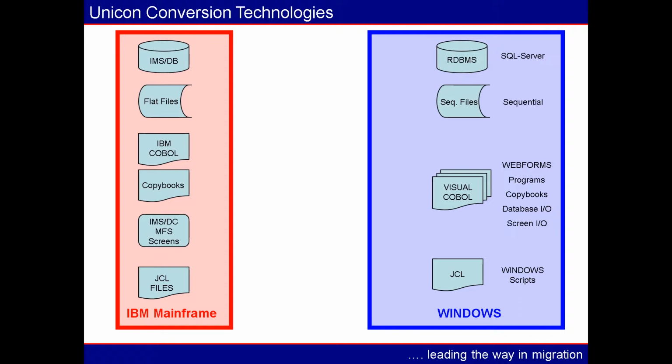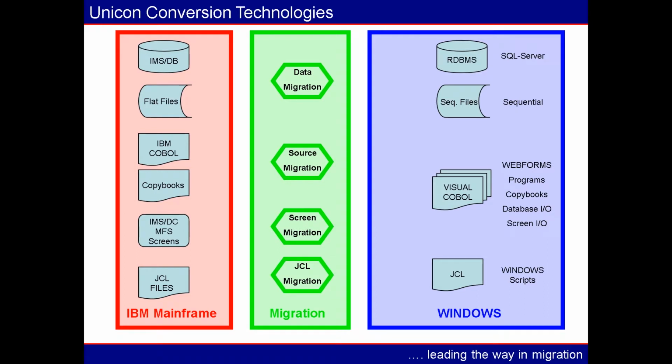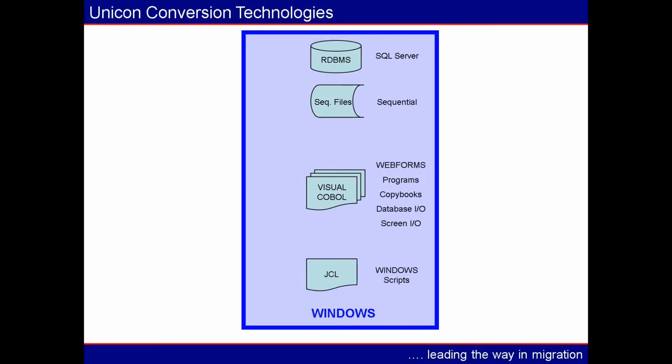The appropriate code and data converters that will perform the required conversion work for these particular component sets will be selected from the large inventory of Unicon converters. The IBM code and data will be read by the Unicon converters, and the converters will generate the Windows code and data components that were chosen by the customer. The migrated applications are now true Windows applications constructed using the customer's chosen components.